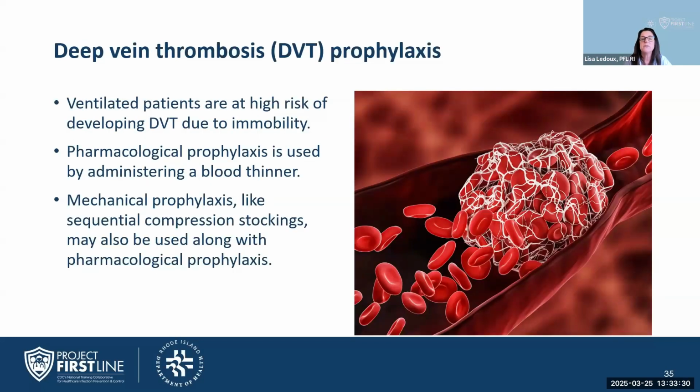And deep vein thrombosis, DVT prophylaxis. Ventilated patients are at high risk of developing DVTs. So pharmacological prophylaxis is used by administering a blood thinner. And mechanical prophylaxis, such as sequential compression stockings, may also be used along with pharmacological prophylaxis. Some patients may receive both pharmacological and mechanical prophylaxis, while others may get one or the other, depending on the clinical situation.